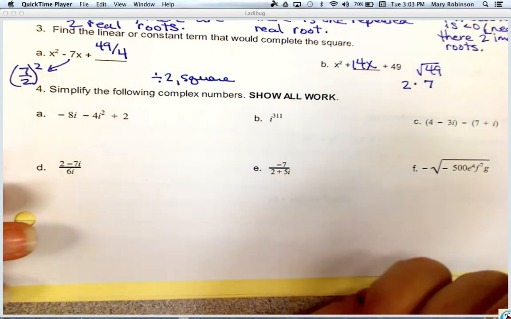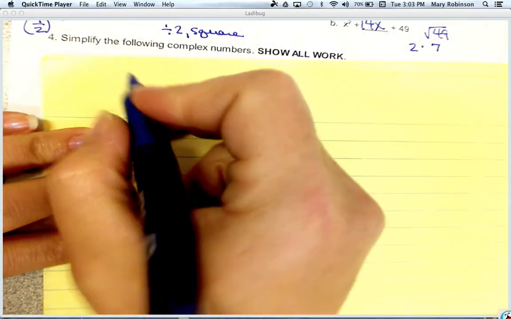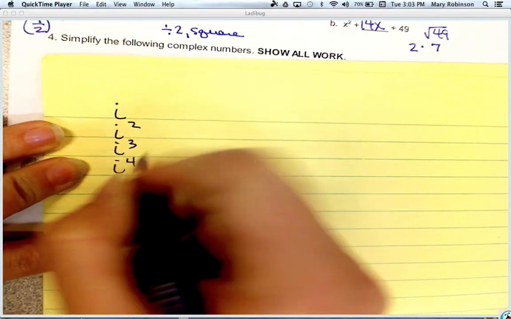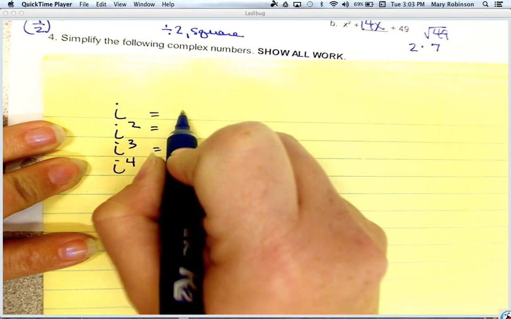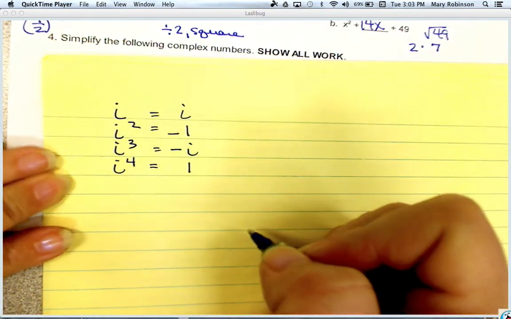Things we should know about complex numbers, of course, are that, let me think where I can write all this. Things we should know: i squared, i cubed, and i to the fourth. And remember I taught you that you do i, -1, -i, 1, but make sure the two in the center are negative.